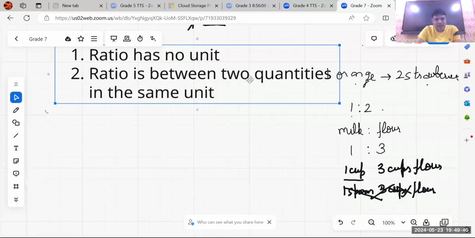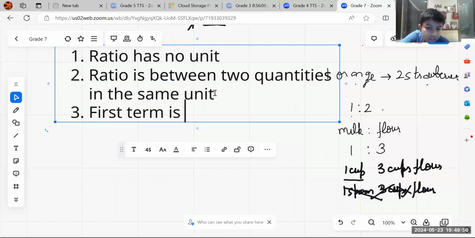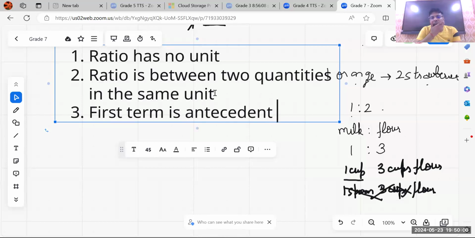So next point is what? Sir, but what if we have to write, like, 1 milliliter of essence for 1 liter of milk? Then you have to convert them into the same unit, and then you can rewrite the ratio. Otherwise you can write it without ratio, 1 milliliter of this to 1 liter of that. And you cannot write it in ratio form if the units are not the same.